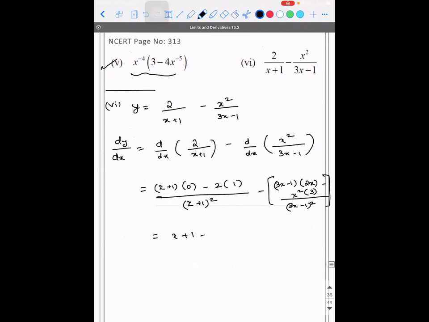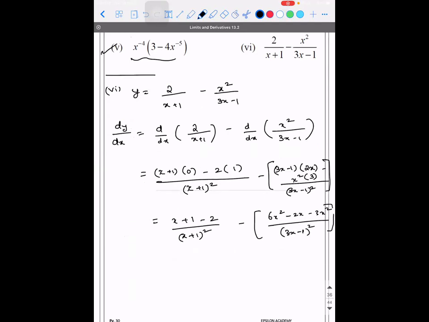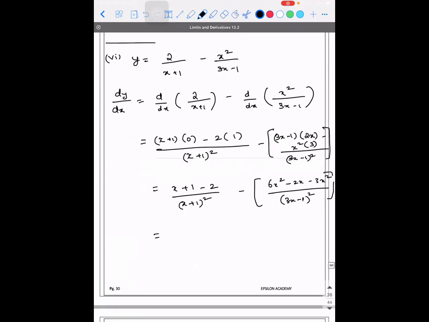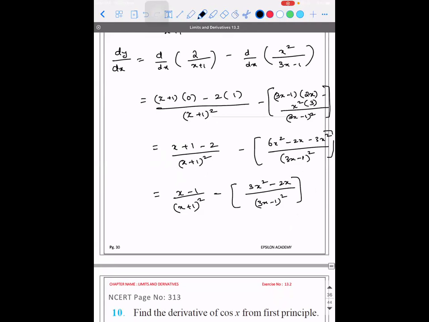So that will be x plus 1 minus 2 divided by x plus 1 the whole square, minus 6x square minus 2x minus 3x square by 3x minus 1 the whole square. X minus 1 divided by x plus 1 the whole square minus 3x square minus 2x divided by 3x minus 1 the whole square. Okay, you can actually leave it like this. No need to take LCM.